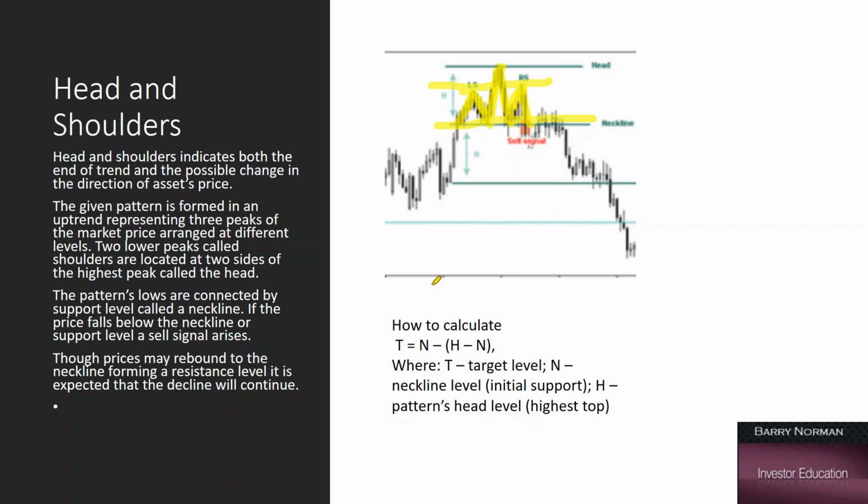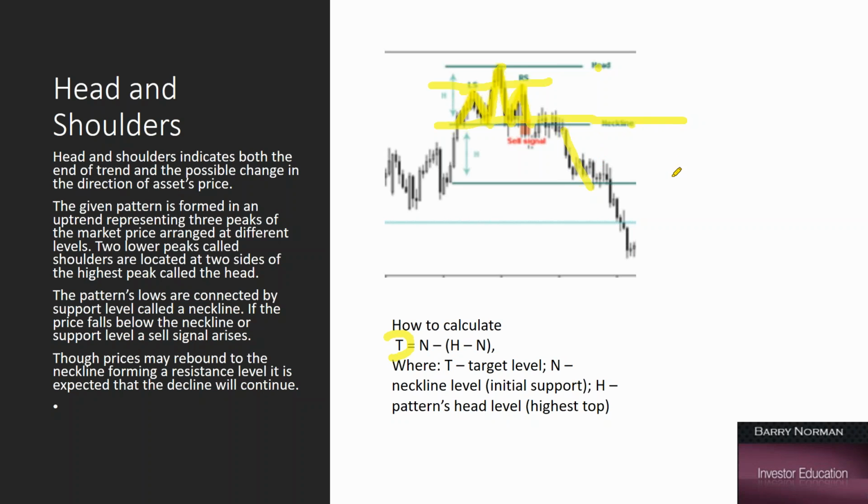Okay, so there is a formula that will help predict a target price so that you can expect where price will go to. The target price is T, which is target, equals N, which is the neckline, minus the head, minus the neck.